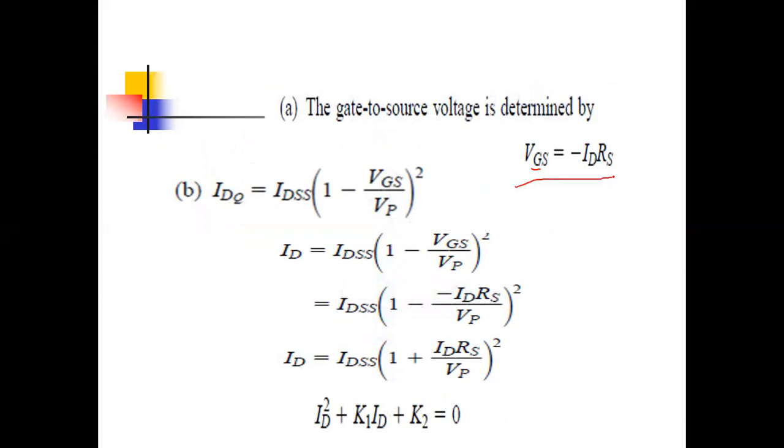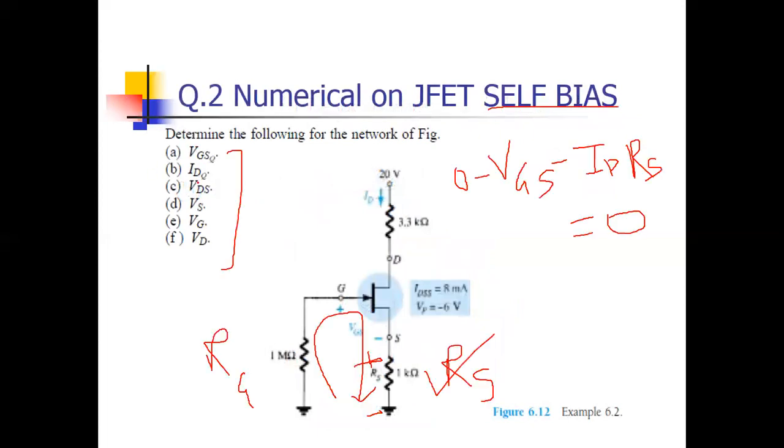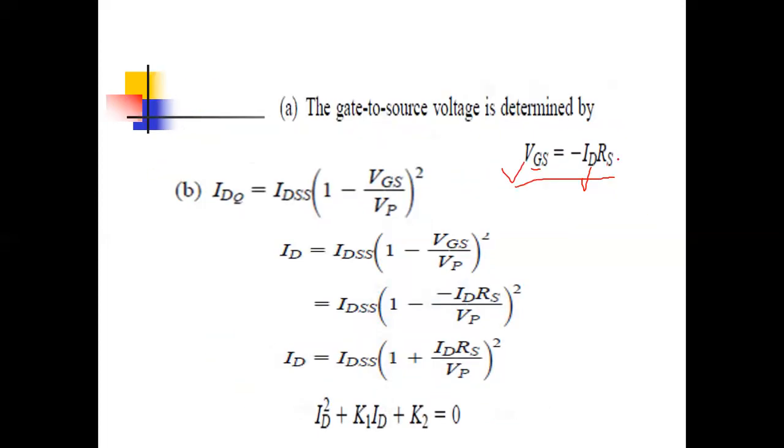Now what is the problem? The problem is that we don't have VGS and we don't have ID, meaning we have two unknown parameters. In the last case it was not there, but here we want VGS and we want ID, and both are unknown. So what to do? You have to apply the Shockley equation.